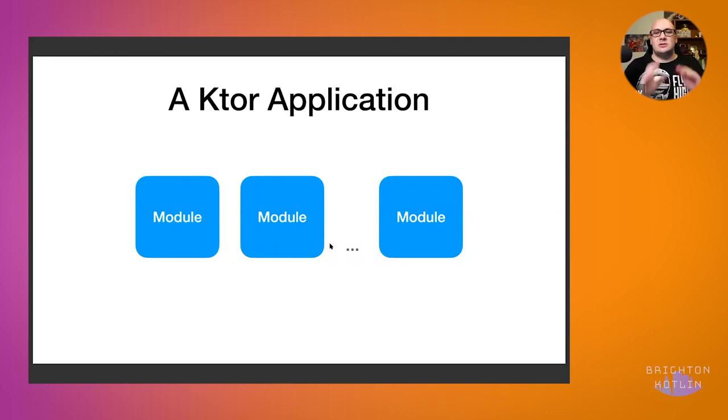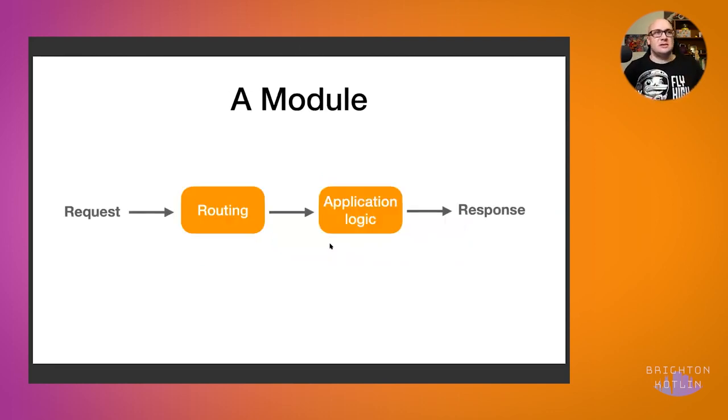So a Ktor application is a set of modules, and a module is sort of a pipeline where we have an incoming request that should pass through multiple stages. Each stage might be routing, which is almost inevitable in our module, and the routing should route your request to some of the handlers. And the application logic, obviously, if we write the application, we have some custom logic there. Otherwise, why do we even care about building the application? And then we can add more features or plugins into that pipeline. In fact, even routing is actually a plugin in Ktor by itself.